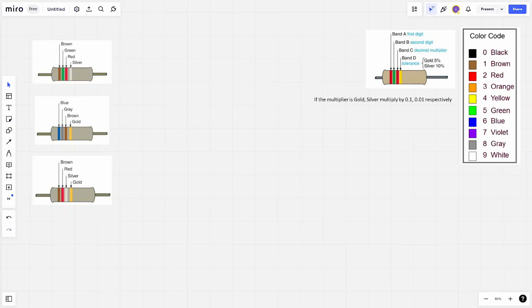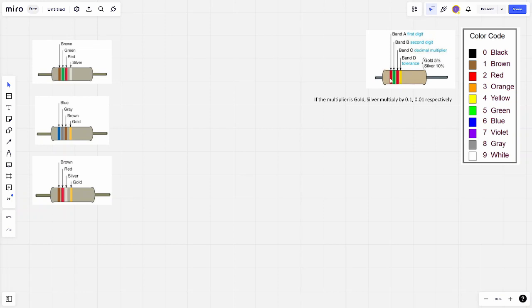In this session we're going to be looking at working out the total resistance of a resistor based on the four coloured bands we see. So here's a quick code. The colours represent numbers, 0 to 9, and the four bands each have their own separate meaning.